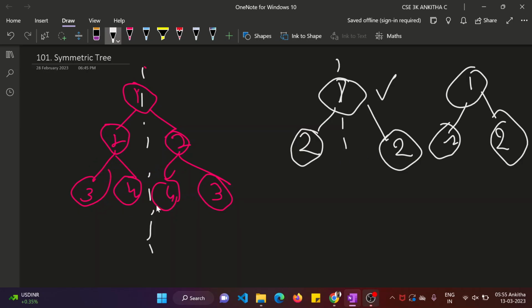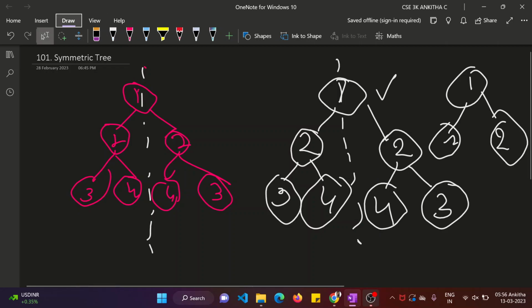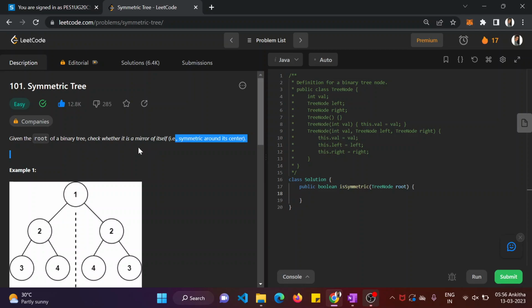Then look into the third and fourth nodes. So when you come to the node 3, 1, 2, 3 all are in the left nodes of the tree. So when you mirror this, this will get attached to the right part of the node. Similarly, for 4 also, as you attach 4 to the right node of the node 2, when you mirror that node to the right side of the tree, it will become the left node of the node 2. So, hence this could be considered as a symmetric tree. Even the root of a binary tree, check whether it's a mirror of itself. Yes, it is a mirror of itself and it is a symmetric tree.